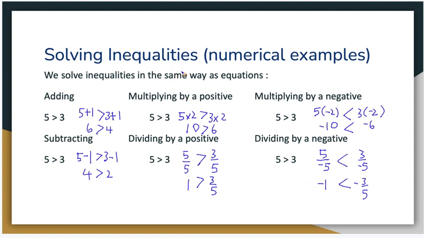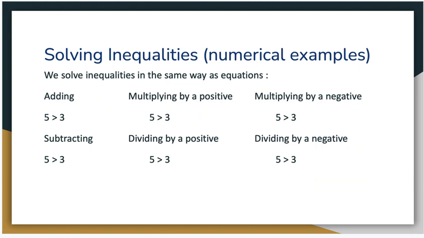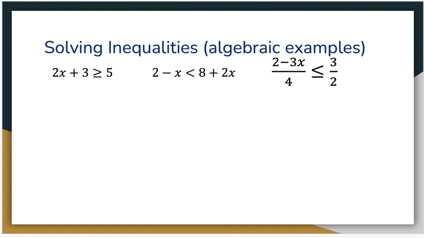That means solving inequalities works like an equation, except for the fact that when we multiply by a negative or divide by a negative, we have to reverse the inequality sign. Let us now look at some examples of solving algebraic inequalities following the rules of equation, except for the fact that when we multiply or divide by a negative.